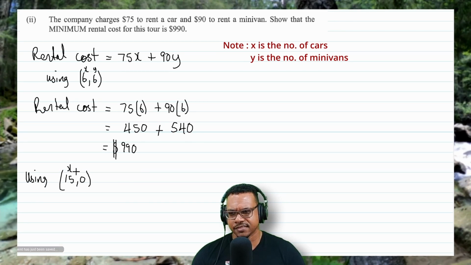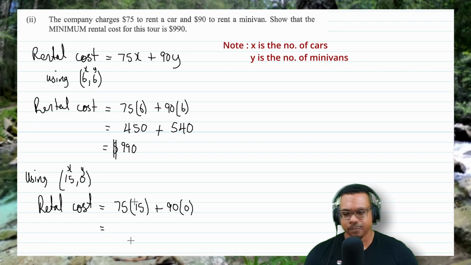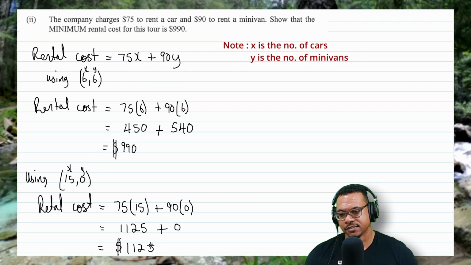So 15 is X and 0 is Y. So we have the rental cost, 75 times X, which is 15, plus 90 times Y, which is 0. So 75 times 15 is 1,125, and 90 times 0 will be 0. So this will just be equal to $1,125. So we can see that to carry exactly 60 people, this will cost more than the $990.